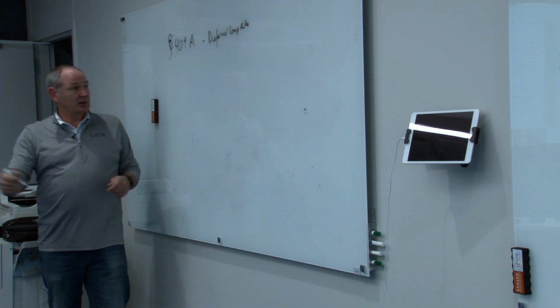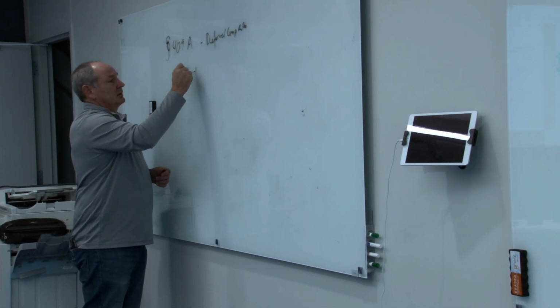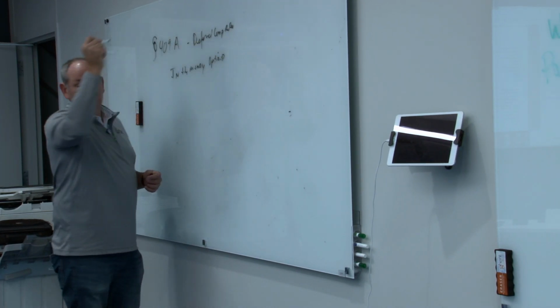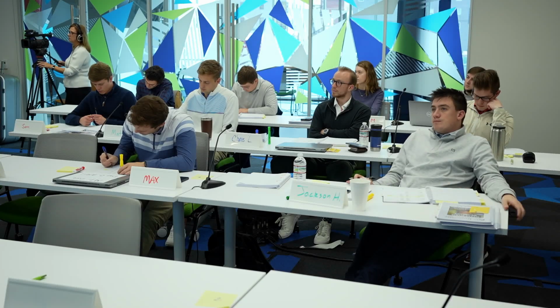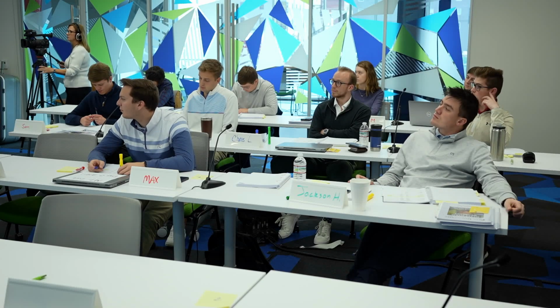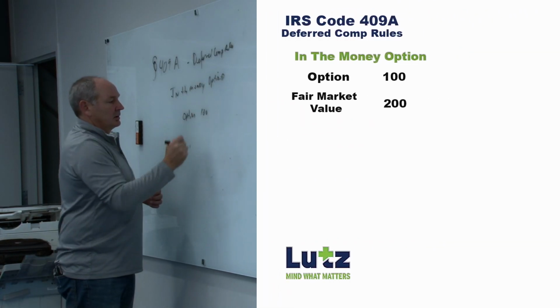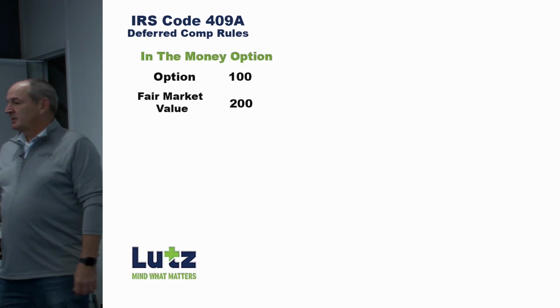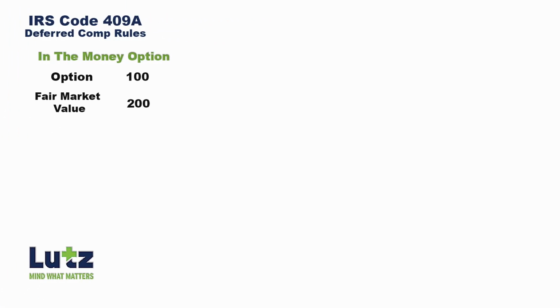Up to and including what we just described for Max, there is something called in the money options. Going back to Jackson, we gave you an option for $100, correct? Yes. Okay, so your option was 100, but if the fair market value, Jackson, was 200, that's an in the money option. An in the money option falls into this deferred comp. That I kind of get, fair enough. But the one I don't get is short-term deferrals.